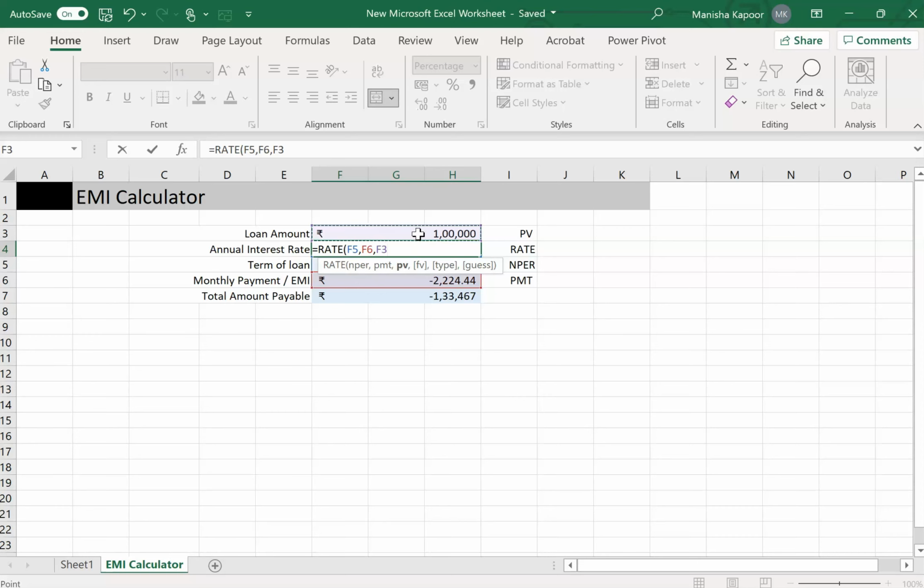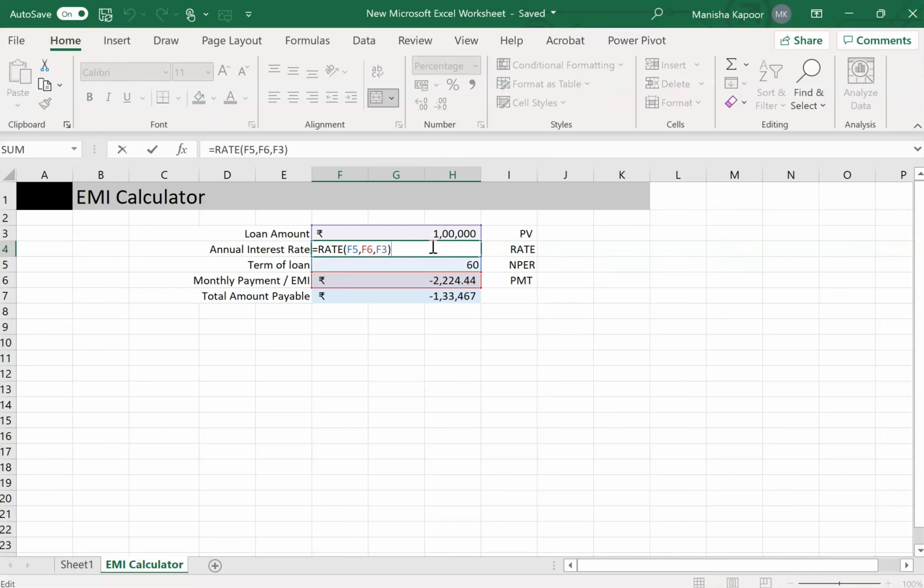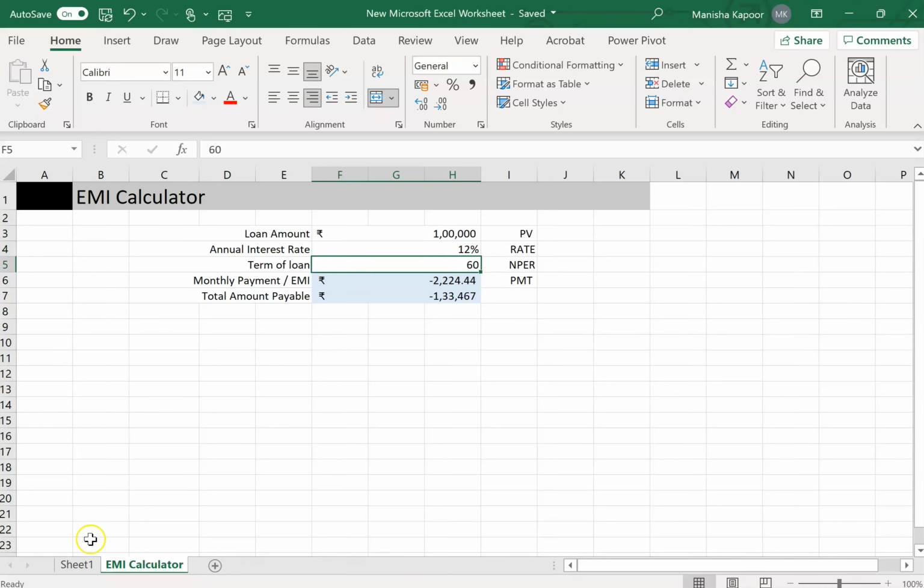You can ignore FV, type and guess. FV is future value, that's 0. Type is start or end. Again, it's not mandatory because all three are in square brackets. And guess is just the best guess that Excel asks you for, which decreases the time to calculate. That's also not required. So you select this. Now I get 1%. Why am I getting 1%? Earlier it was 12%. This is because this is the monthly interest rate. So if you want to find the annual interest rate, just multiply it by 12.